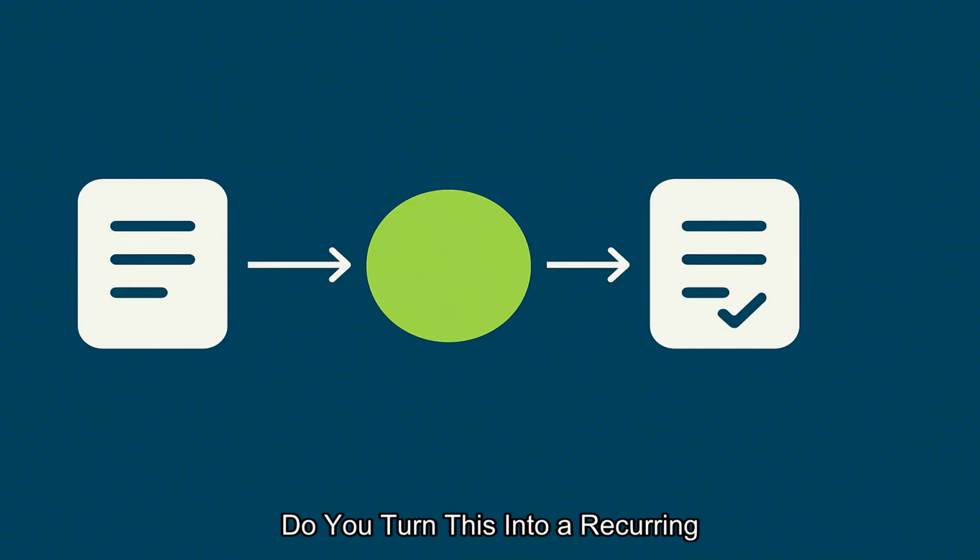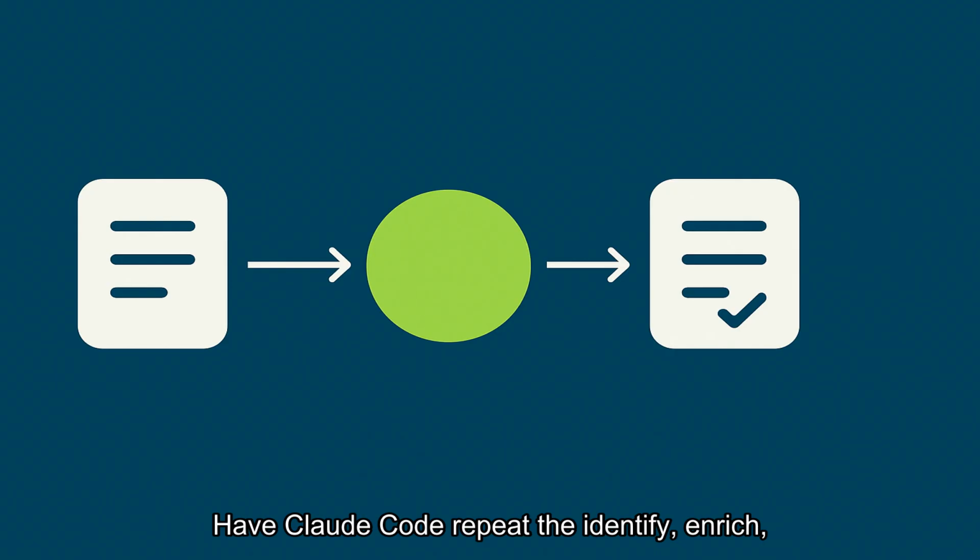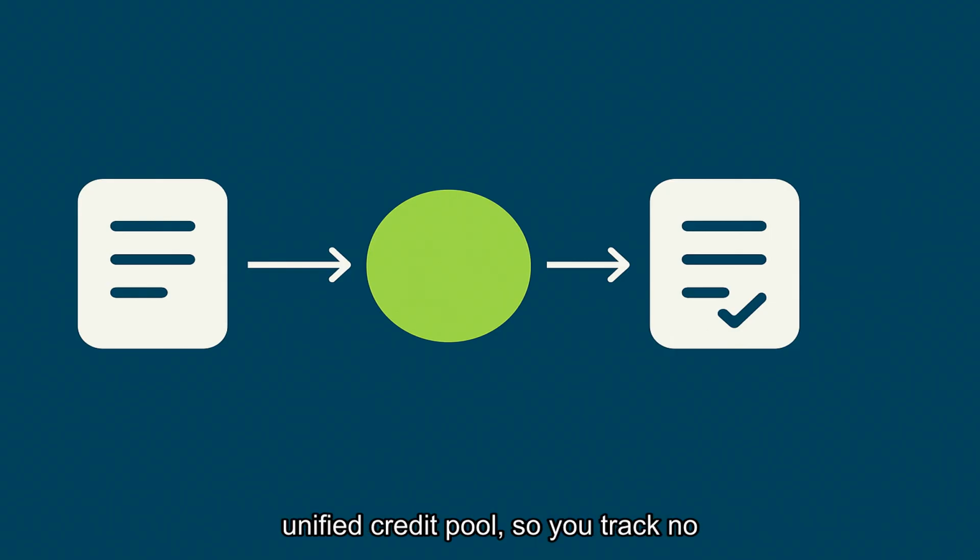How do you turn this into a recurring job? Once the workflow works, schedule it. Have Claude Code repeat the identify, enrich, write back sequence weekly against any record that goes stale again. Explorium uses one unified credit pool, so you track no separate limits as the job scales to your whole CRM.